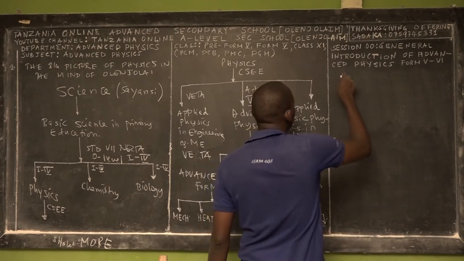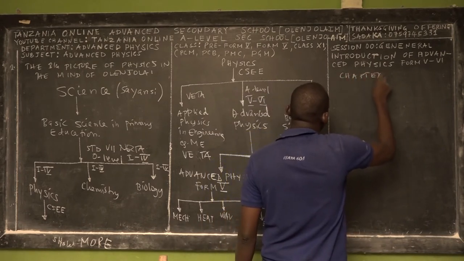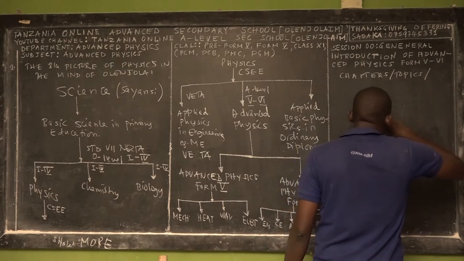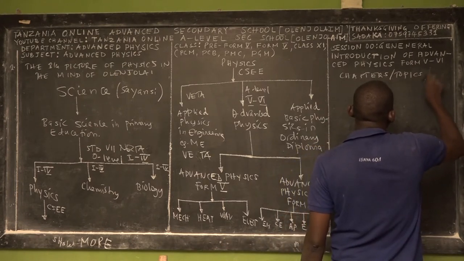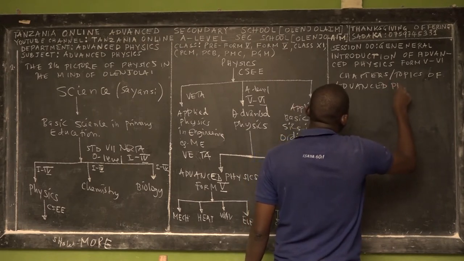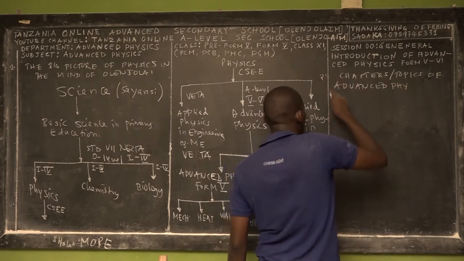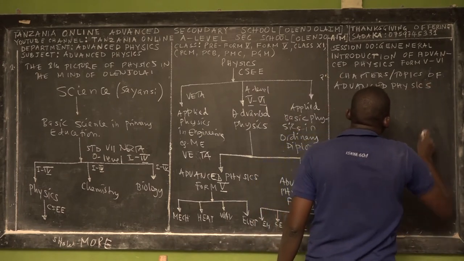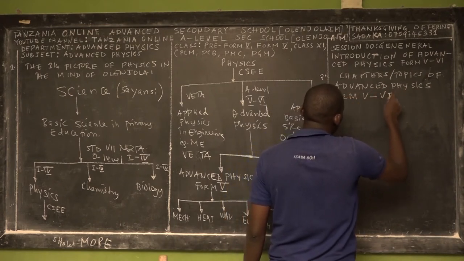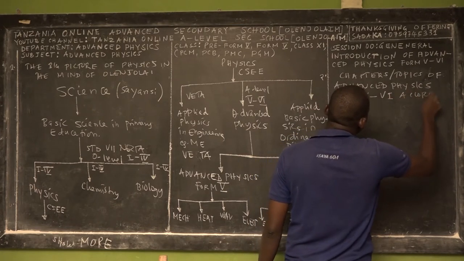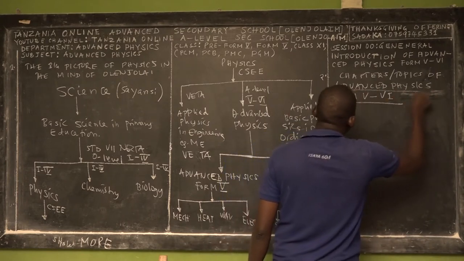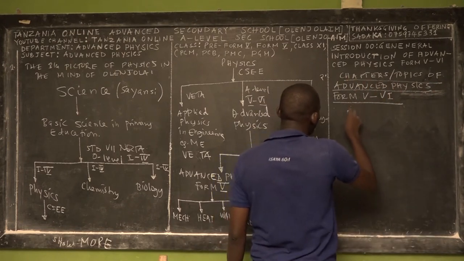So I say that in chapters, before I share with you our reference books, chapters or topics of form 5 to form 6 of advanced physics. So this is the second thing that I want to share with you, advanced physics. Okay, from 5 to 6, okay, just let me have that subtitle, and then I'll give you the instruction. So, let me start with this sentence.